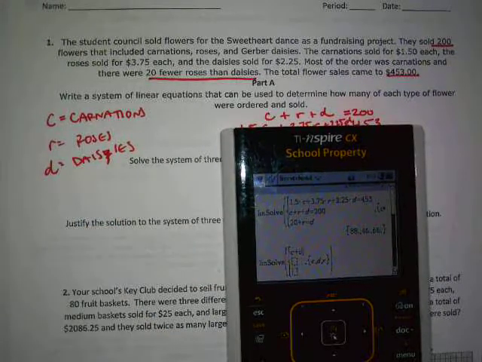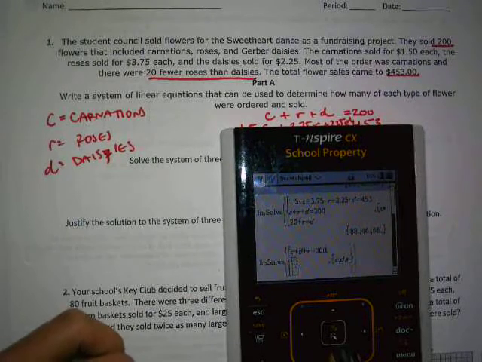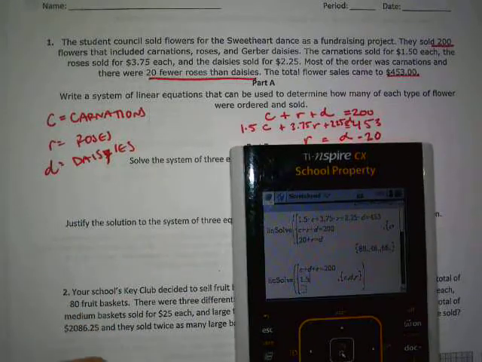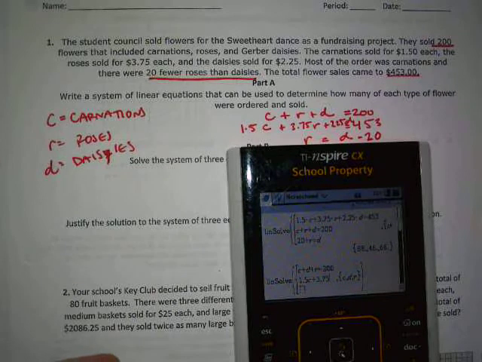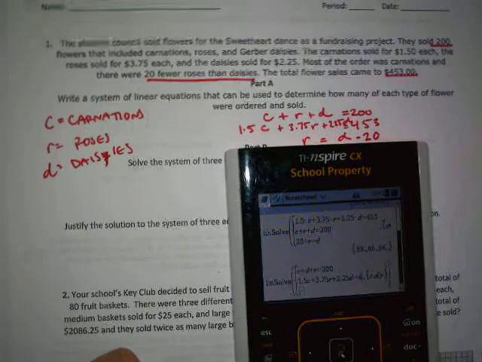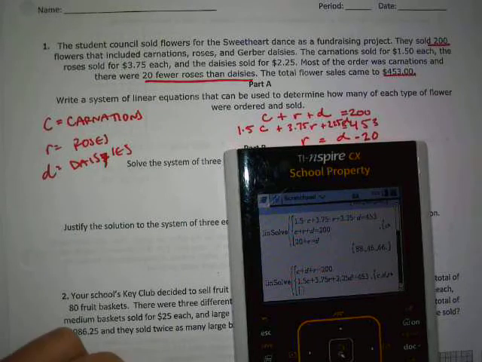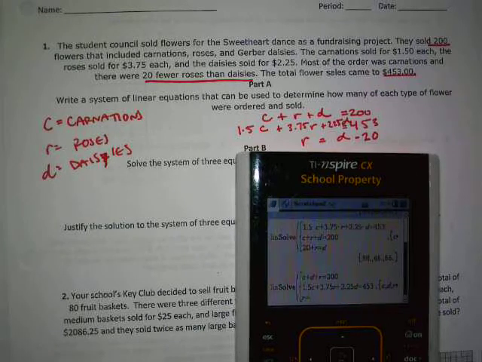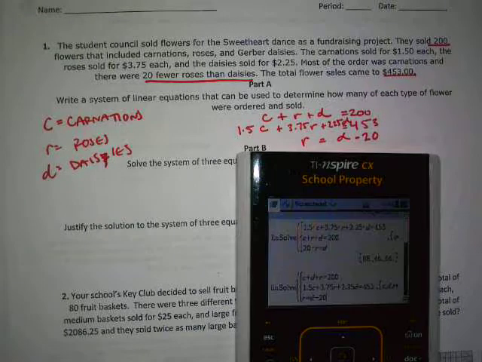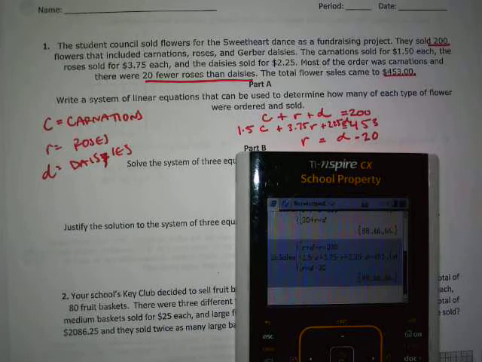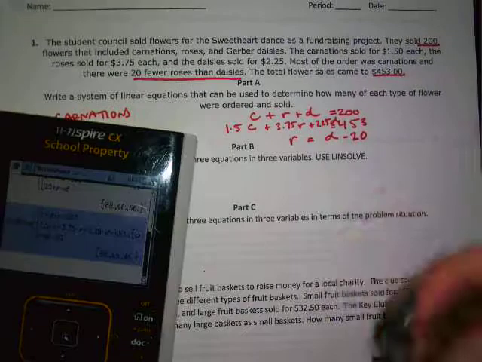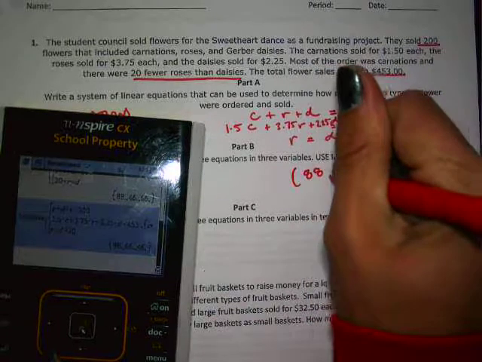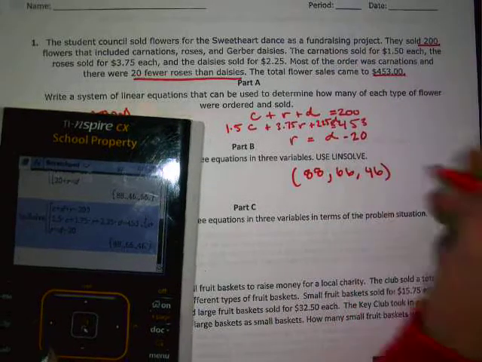C plus D plus R equals 200. 1.5 C plus 3.75 R plus 2.25 D equals 453. And then the last one, R equals D minus 20. Hit enter, and then this point right here is your answer: 88, 66, 46.